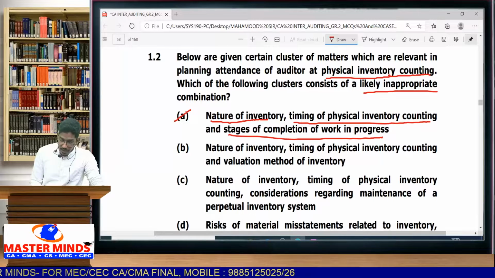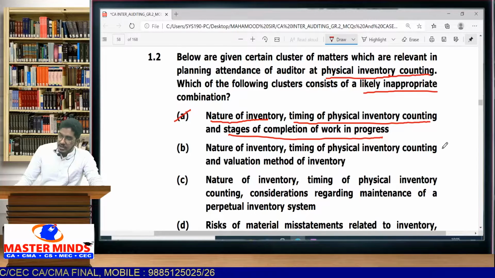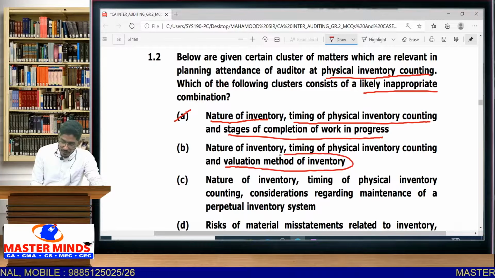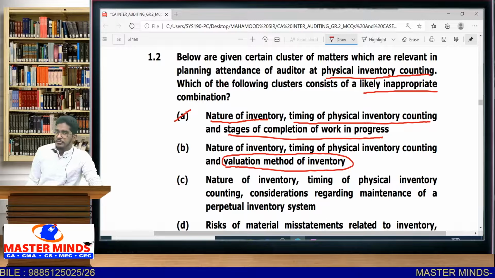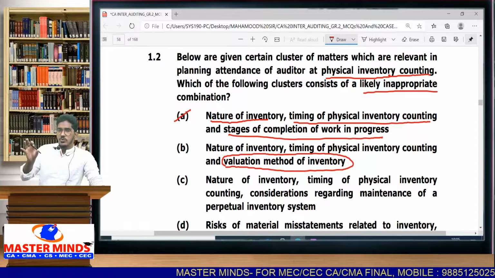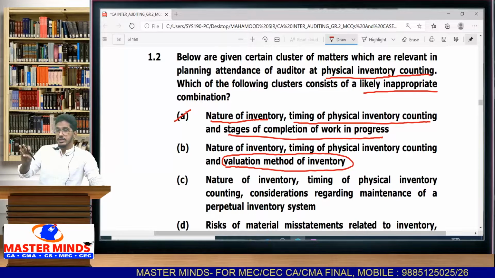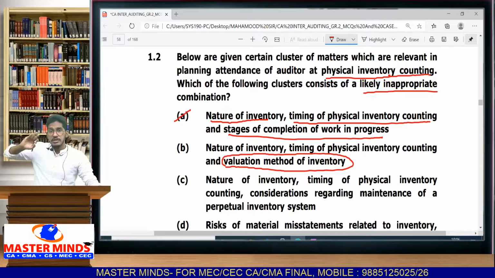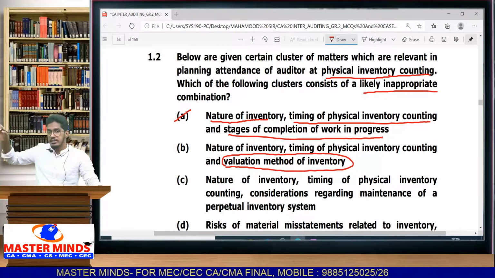Next one. Nature of inventory anyway we have seen. Timing of physical inventory counting and valuation method of inventory. So if you observe here, valuation method of inventory is not related to inventory counting. What we are concerned with in inventory counting, when you attend the physical inventory counting, what do you observe there? You will see what is the nature, how much quantity is there. That is what you are going to see. Valuation is something which you will do after you have counted inventory.